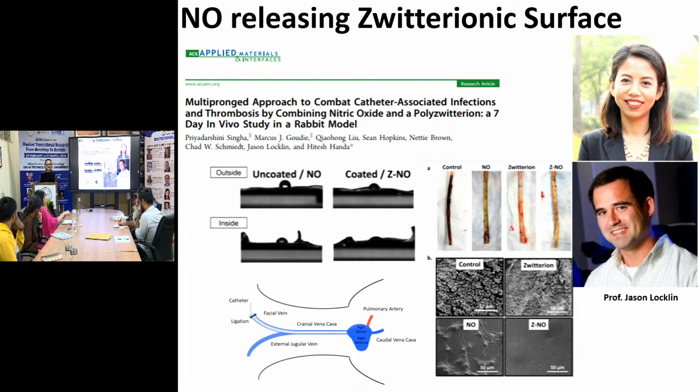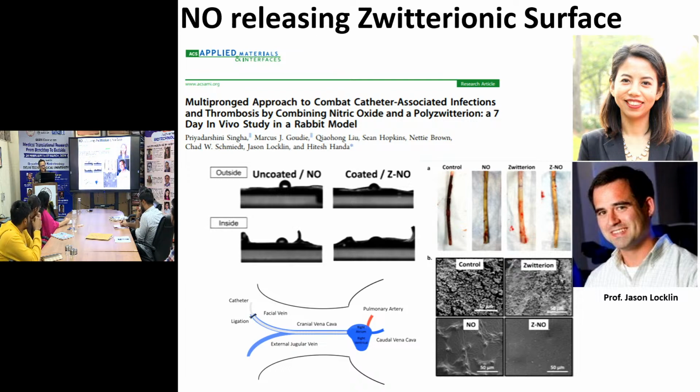So zwitterions are hydrophilic surfaces, and you can see that, you might not see it very clearly because these catheters were so small. We measured the contact angle outside the catheter and inside the catheter with zwitterion. So the contact angle is much less, like maybe 40 degrees contact angle with zwitterion.